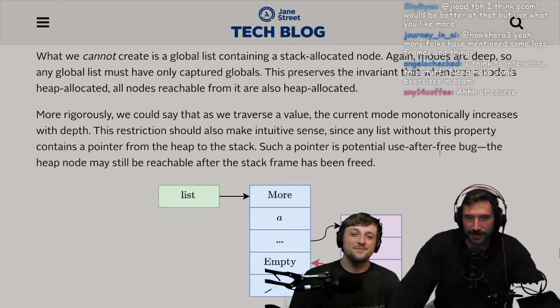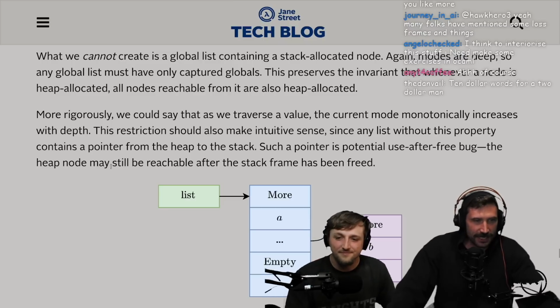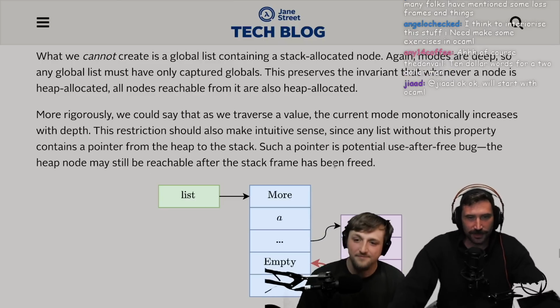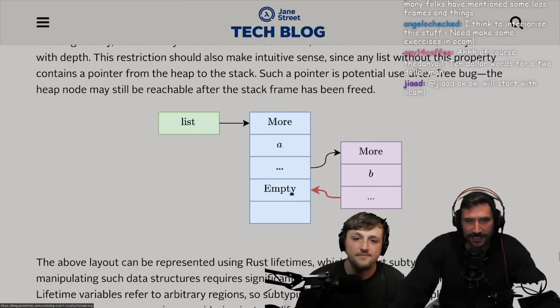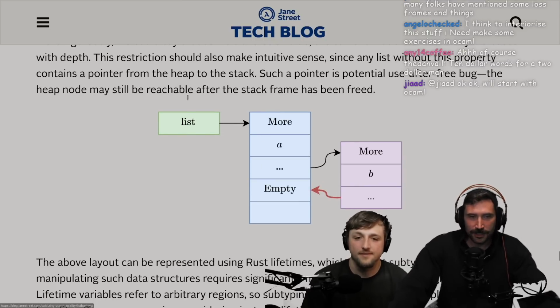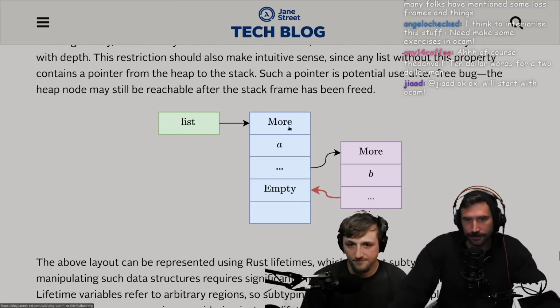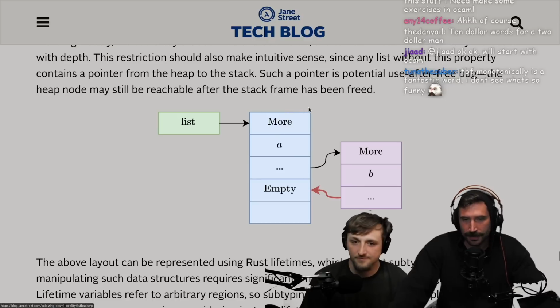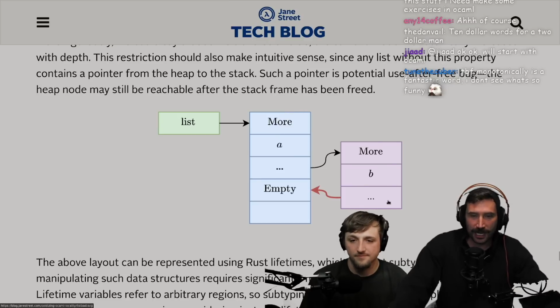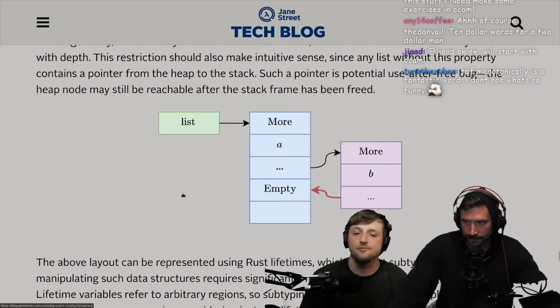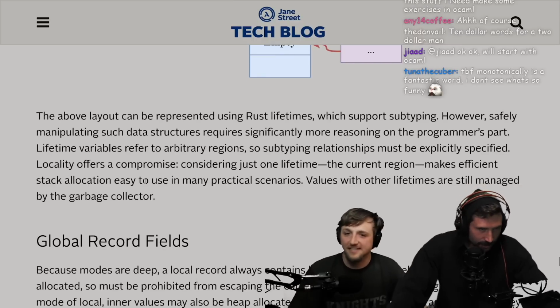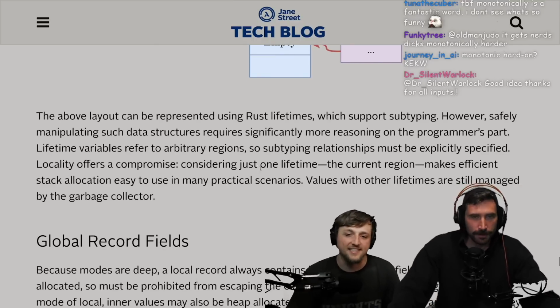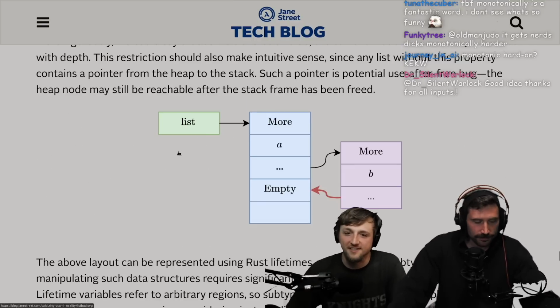Such a pointer is potentially used after free. The heap node may still be reachable after the stack has been freed. Okay, so what they're saying is that you start with a depth of 0, if you will, and then once you move to the heap, it's a depth of 1. Therefore, you cannot go back to a depth of 0. Right, exactly. Because then that's going to be real bad when that stack gets cleaned up and it no longer points to the thing you thought it did anymore.